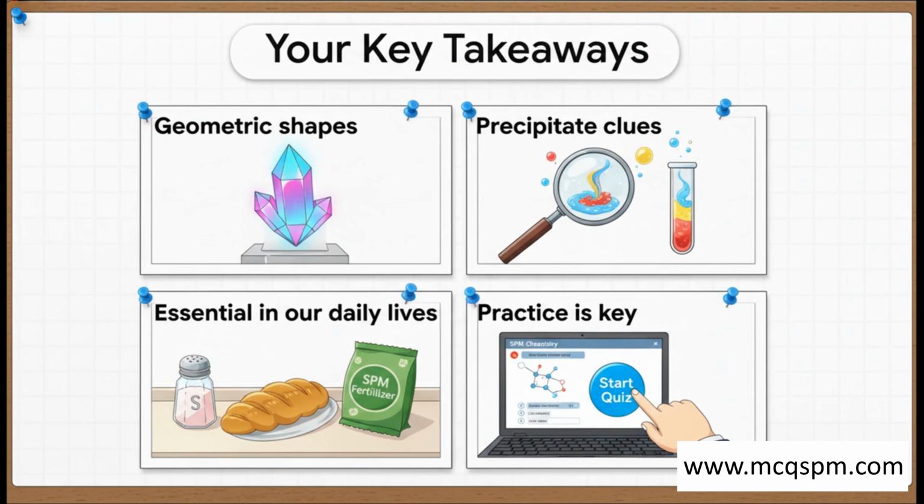So let's wrap this all up. What are the absolute must-knows? 1, crystals are orderly and geometric. 2, treat ion tests like detective work. Look for clues in precipitates and colors. 3, remember that salts are vital in the real world. And 4, most importantly, practice, practice, practice is how you learn to spot these patterns instantly.